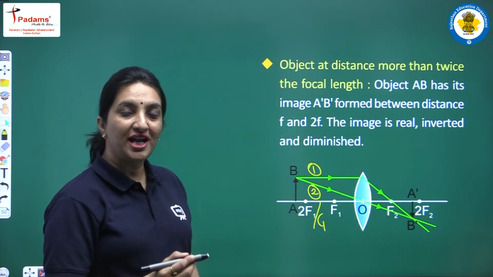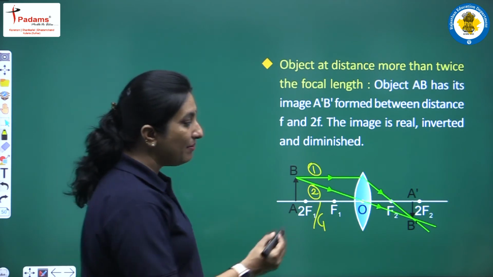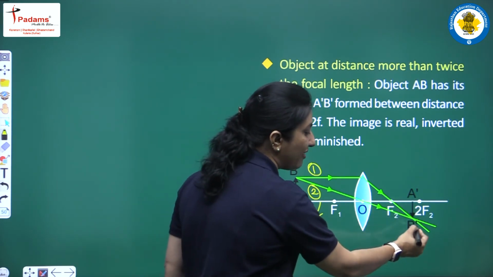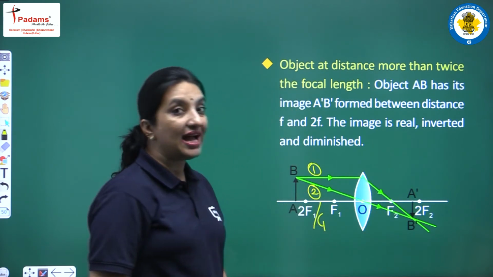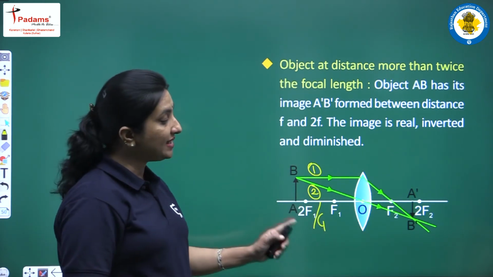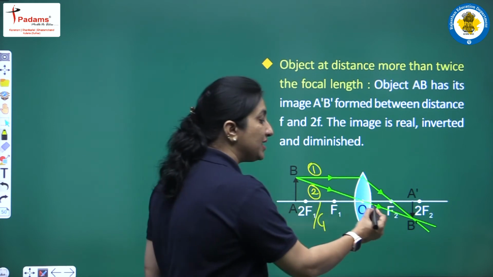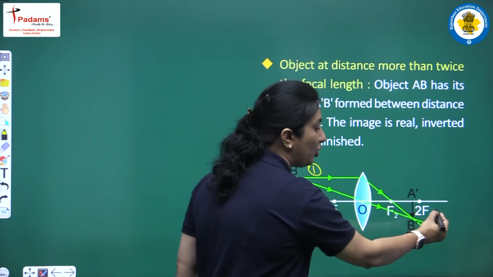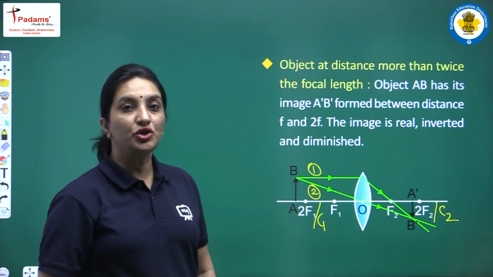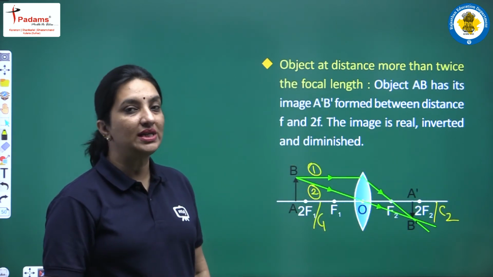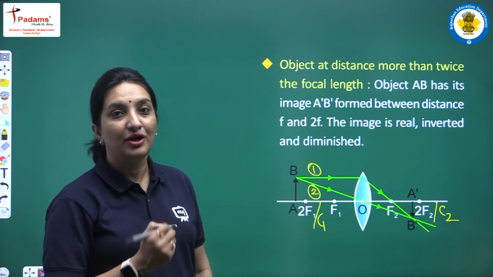So after refraction the rays of light are meeting at B dash, so we will have an image formed here, and so we will have an image A dash B dash. Now what we see students here is that the image is formed between F2 and 2F2. 2F2 again can be written as C2. In some books you can have C1 and C2, in some books you can have 2F1 and 2F2.